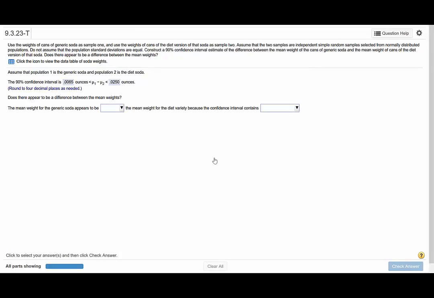One thing that we need to notice about this interval is that it is completely in the positive range. 0 is not included in this interval. So we are 90% confident that there is a positive difference between these population means. So we would conclude that the mean for population 1 is greater than the mean for population 2.